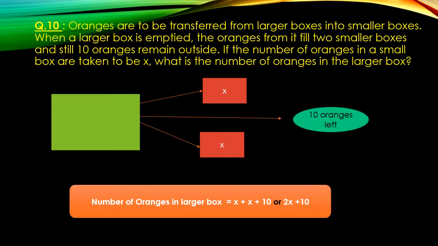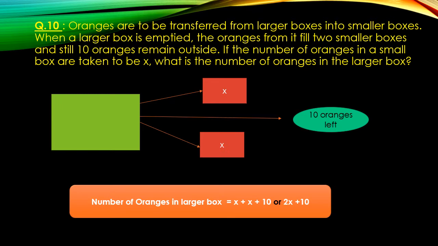This question is from the NCERT book. Oranges are to be transferred from larger boxes into smaller boxes. When a larger box is emptied, the oranges from it will fill 2 smaller boxes and still 10 oranges remain outside. If the number of oranges in a small box is taken to be x, what is the number of oranges in the larger box?